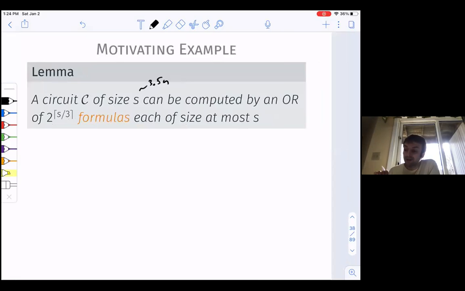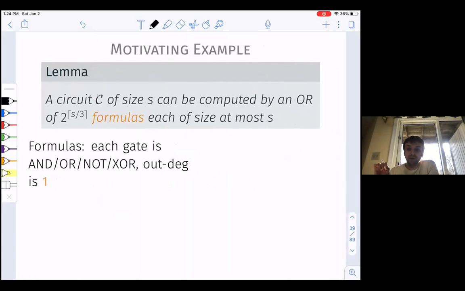A formula is a circuit where the out-degree of every node is just 1. Okay? Formulas are much easier to work with than circuits. So this result says that you can start with a circuit and rewrite it as an OR of exponentially many, but much simpler things, formulas. In a minute, I will explain why such a structural result may be of interest, how to use it to prove circuit lower bounds. For now, let's prove this toy lemma. I want to say any circuit of size S can be computed by an OR of in-degree 2 to the S over 3 of small formulas.